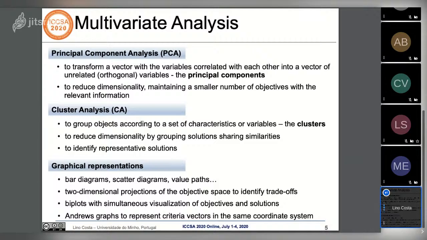Graphical representations like bar diagrams, scatter diagrams, and value paths are very common in the multi-objective optimization area. They can provide some information about the trade-offs, but we have difficulties with a large number of solutions. Even value paths are not so useful when the number of solutions is large. Biplots are a representation tool that can help the visualization of objectives and solutions, and help to identify trade-offs. We can also use other graphs like spider graphs and angiographs to provide more information to the decision maker.